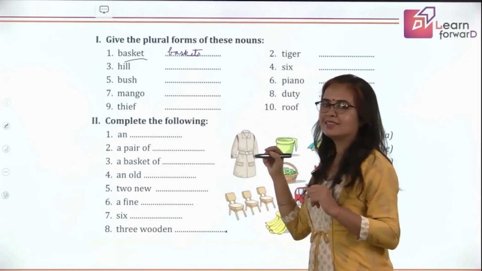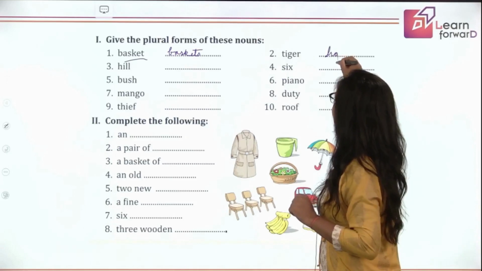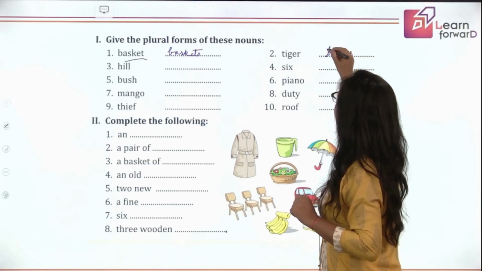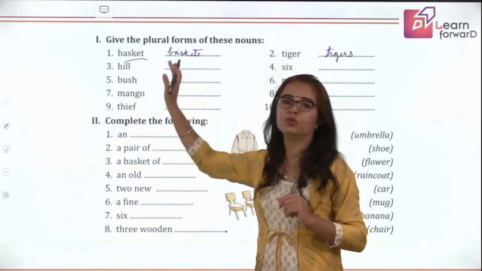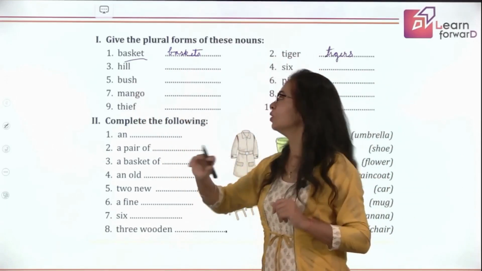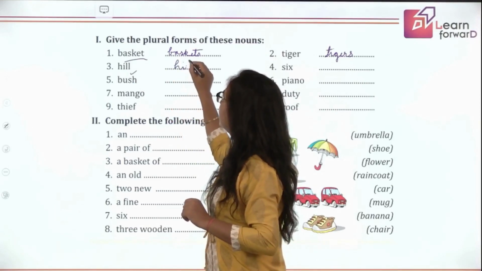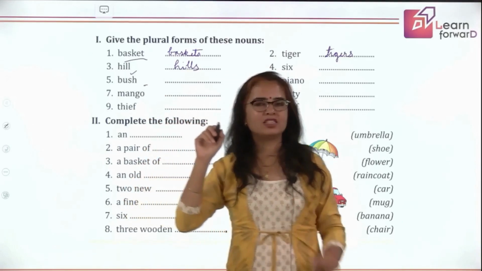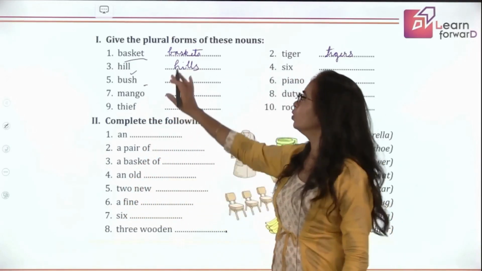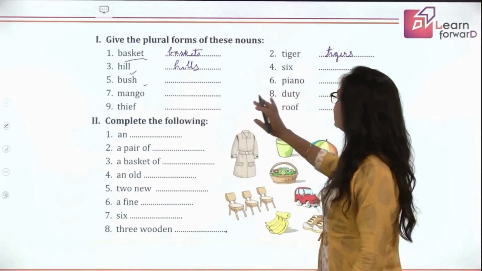Okay, next is tigers. Again the same. We have learned so many rules, but no other rule goes here. Very good. And the same is with hills. Have I told you double L also has a special magic sound? No. So it will also follow the adding S rule. Next is six.